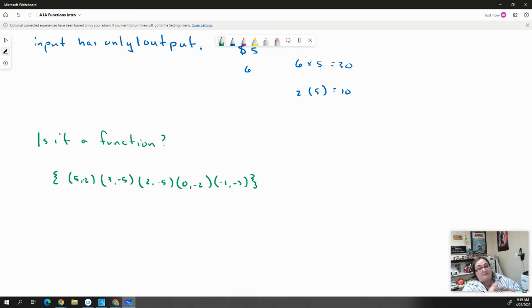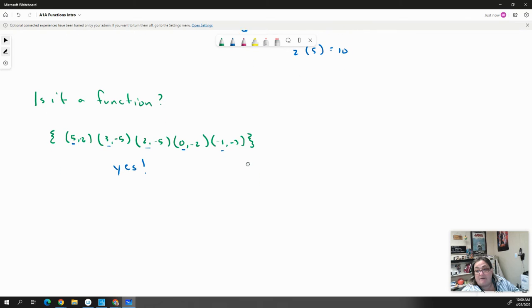When I have a set of ordered pairs and I want to know if that set of ordered pairs is a function, all I want to do is look at my x values. So here I have 5, 3, 2, 0, -1. If none of those x values repeat in a set of ordered pairs, yes, it is a function automatically.